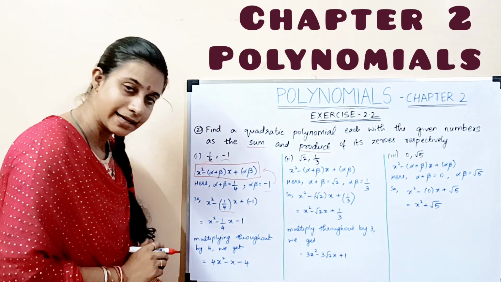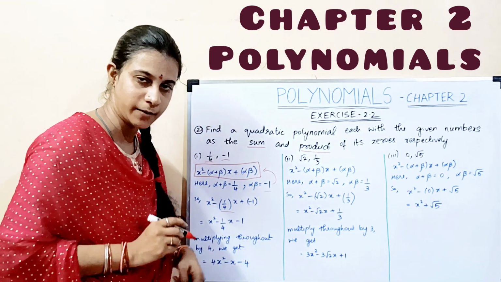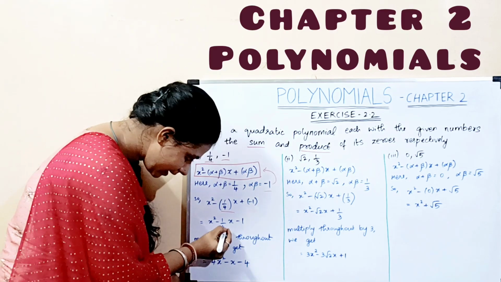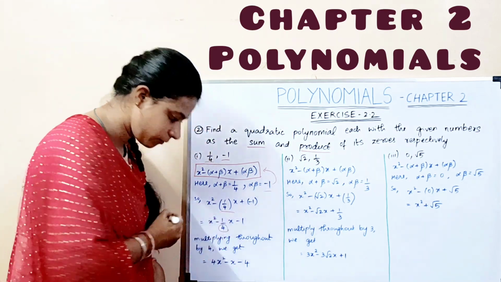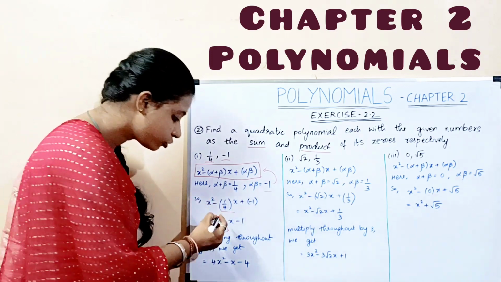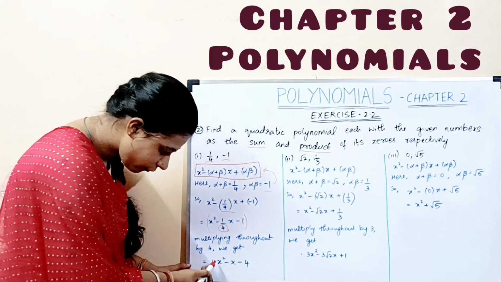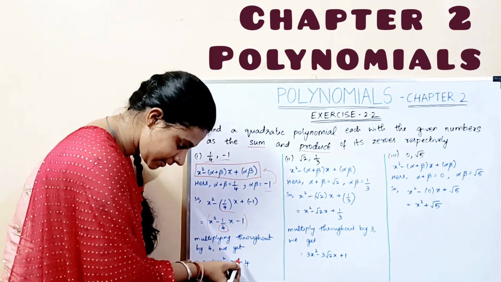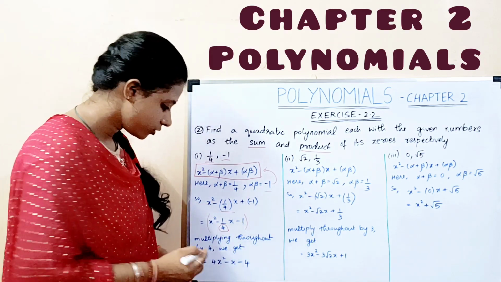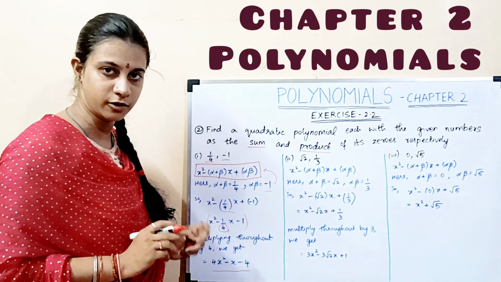We will remove the brackets and write it as x square minus 1 by 4x minus 1. Now here there is a denominator 4, so we are going to multiply throughout this expression by 4. So we will get 4x square minus x minus 4. This is the quadratic polynomial required in this particular question.